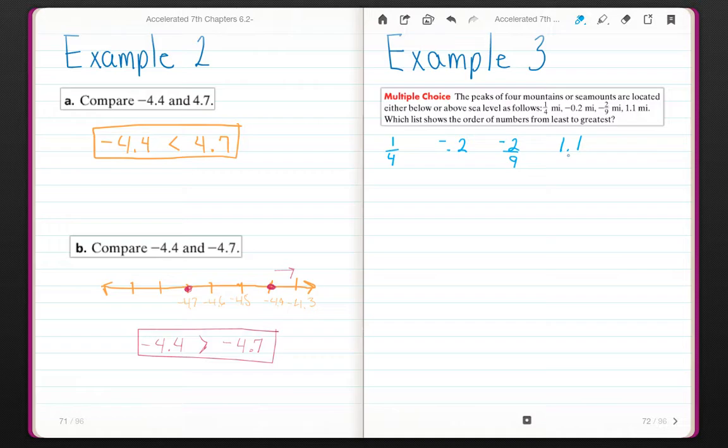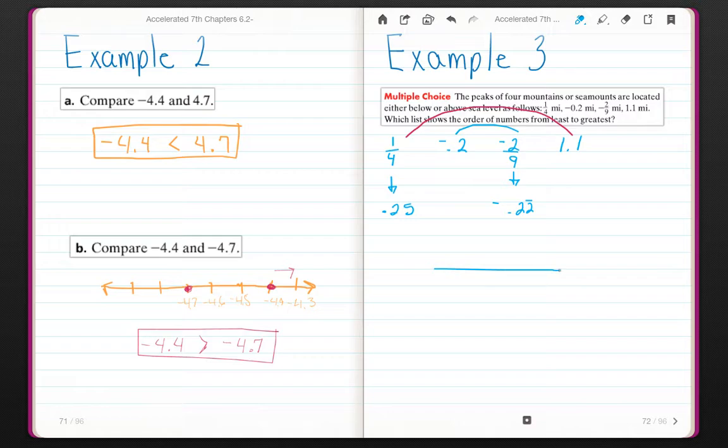Well, I'm going to go ahead and I'm going to put these all into decimals. So 1/4 is the same as 0.25, and -2/9 is the same as -0.22 repeating. So least to greatest, what is my smallest? Well, I have two negative numbers, and I have two positive numbers. So I can at least split the two of these up to determine which is the smallest. So let's start with my negatives. Negative 0.2 and negative 0.22.